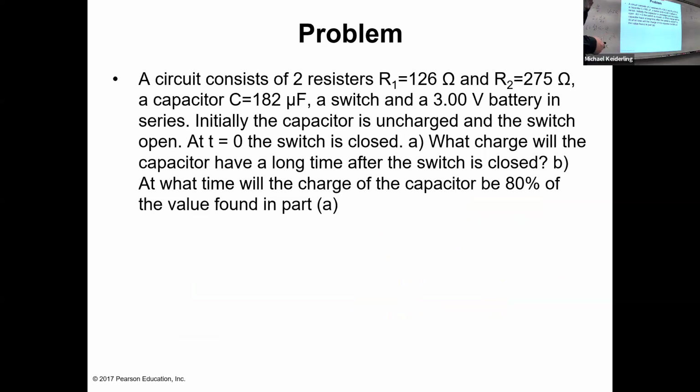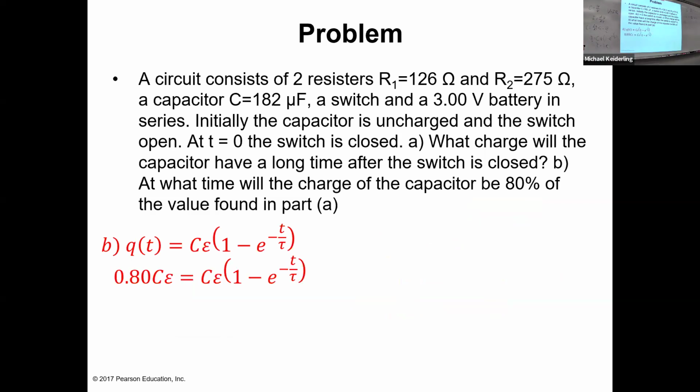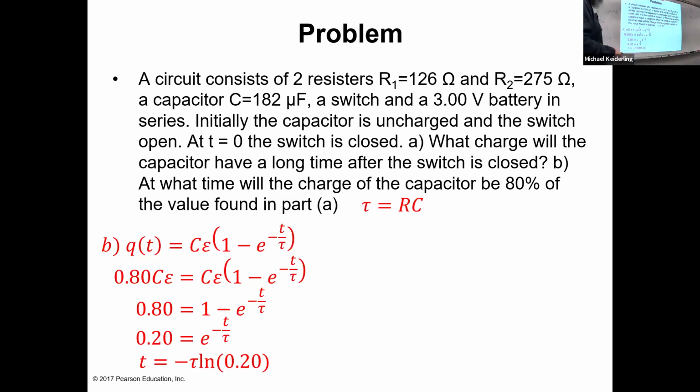Now, if you're looking for what time it's going to be at 80% of the value, well, 80% of the maximum value is going to be 80% of CE. So I'll do 0.8 times CE equals CE times (1 minus e to the minus t over tau). The CE's cancel. So 0.8 equals 1 minus e to the minus t over tau. So 0.2 equals e to the minus t over tau. So t equals minus tau times the natural log of 0.2. Tau is RC.